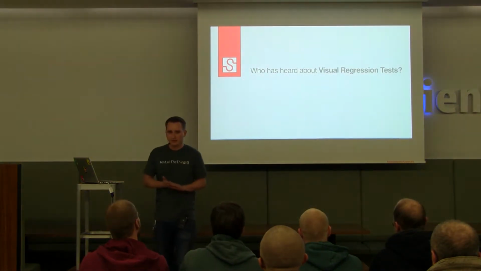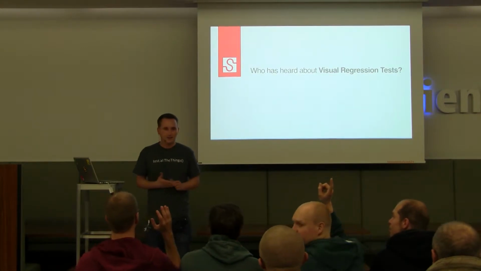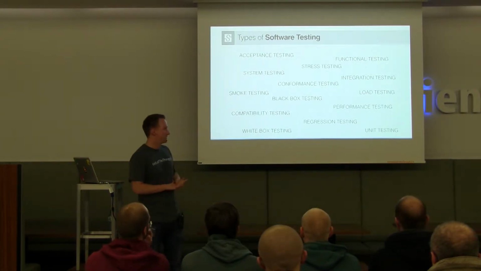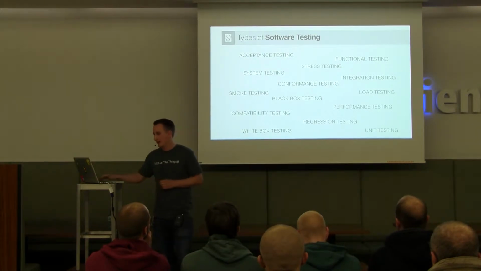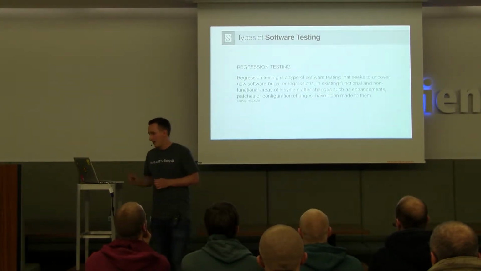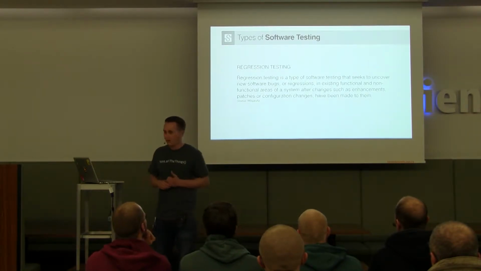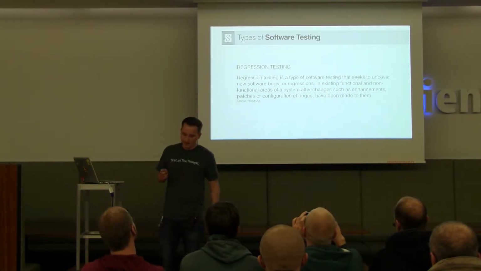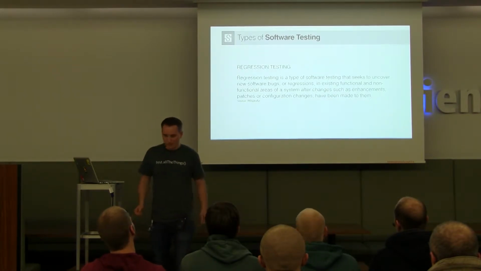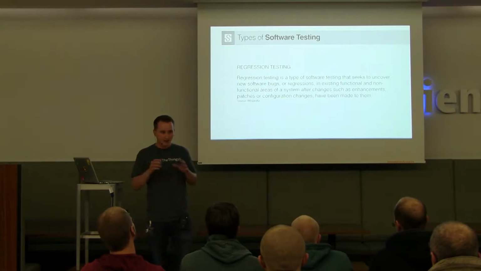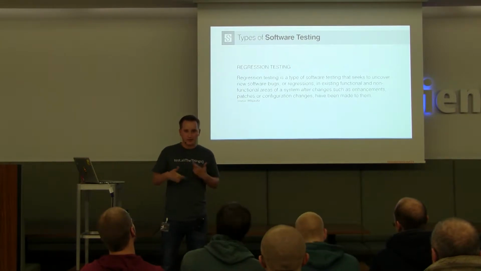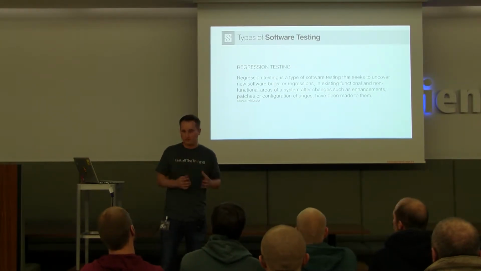First question, who has heard about visual regression testing before? Okay, some hands, cool. Well, in the world of software testing, we have a bunch of methods to make sure that our software works as we expect. Regression testing is a type of software testing that seeks to uncover software bugs or regressions in existing functional or non-functional areas of a system after changes such as enhancements or patches. What visual regression testing means is that you have a set of screenshots and you start developing your web app. After a while, you rerun your test and check if your app still looks like you expect.